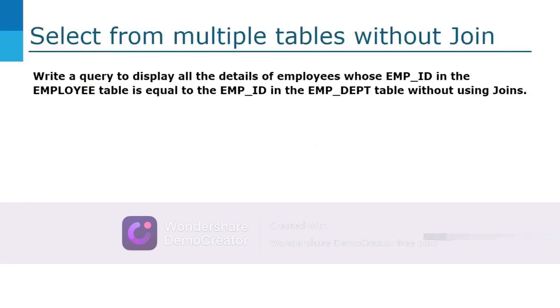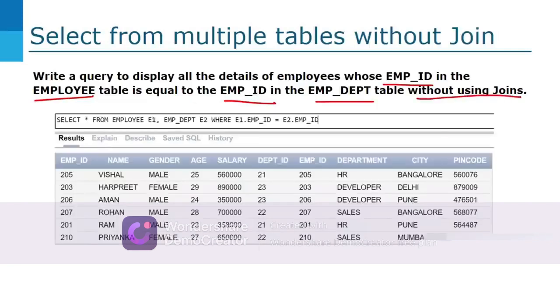Write a query to display all the details of employees whose employee ID in the employee table is equal to the employee ID in the employee department table without using joins. Now, we have already seen one statement where we are not using joins, which is this: select star from employee E1, emp department E2, where E1.empid is equal to E2.empid. We are not using joins, but still we are getting the joined resultant table, right?